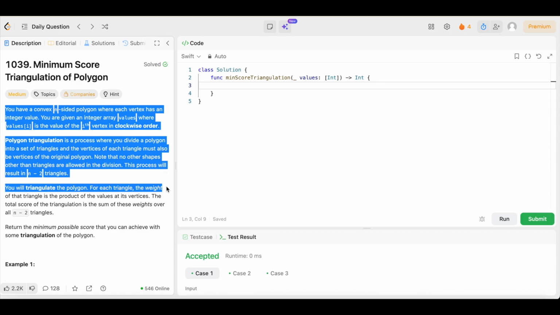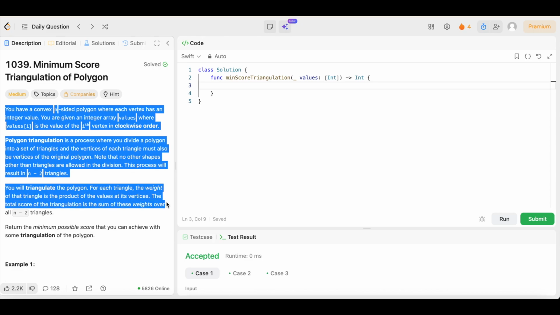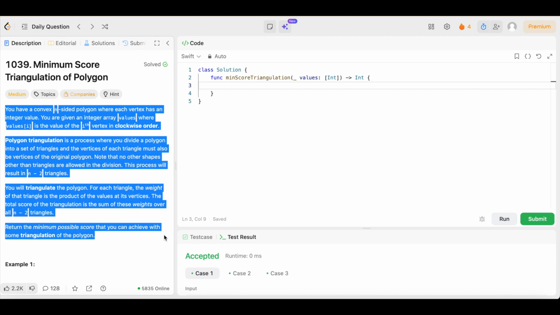You will triangulate the polygon. For each triangle, the weight of the triangle is the product of the values at its vertices. The total score of the triangulation is the sum of these weights over the n-2 triangles. Return the minimum possible score that you can achieve with some triangulation of the polygon.